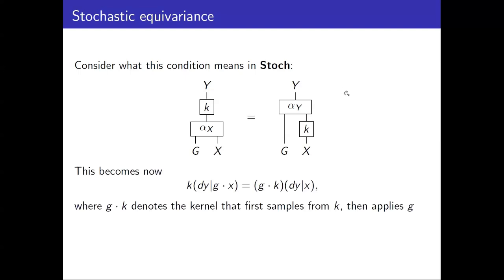And if you think about what this means in Stoch, you are led to this definition here. So you can say that a Markov kernel is equivariant if, when you take an input G from the group and apply that to the input X, the kernel that you get out, or the distribution over outputs that you get out, is the same thing as the push forward of K by G. It's the same distribution as you get.